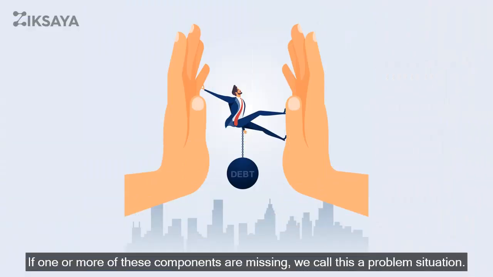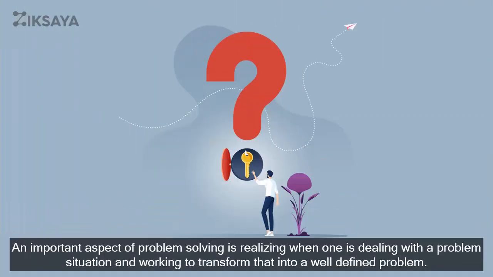If one or more of these components are missing, we call this a problem situation. An important aspect of problem solving is realizing when one is dealing with a problem situation and working to transform that into a well-defined problem.